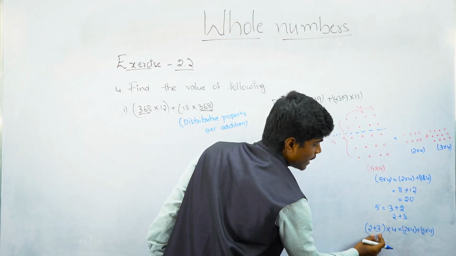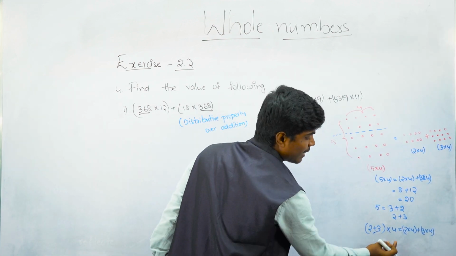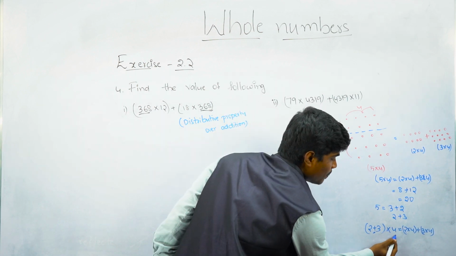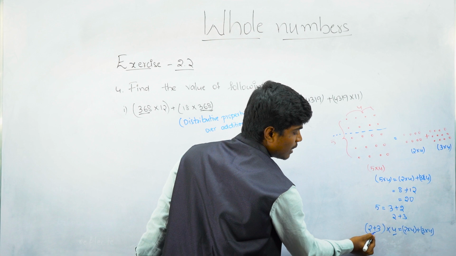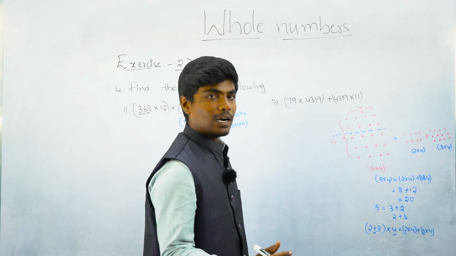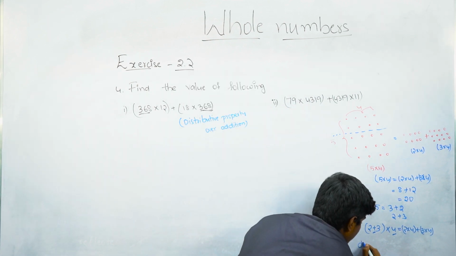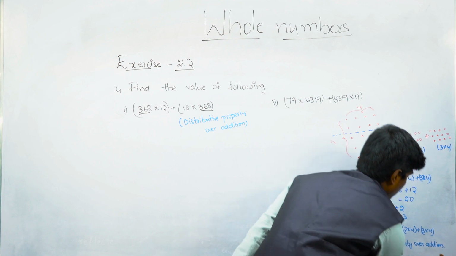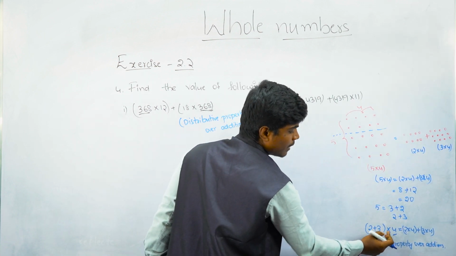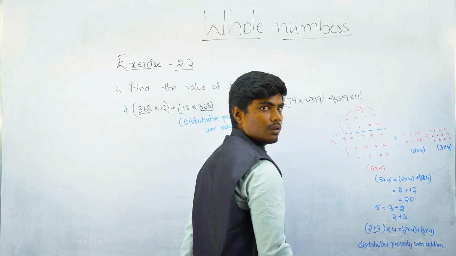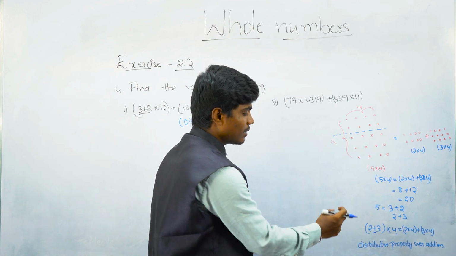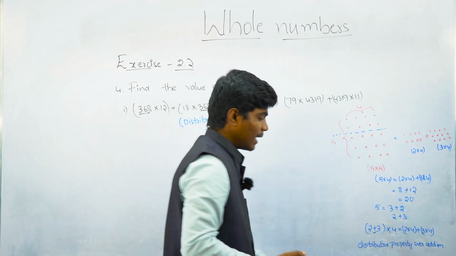See, you observe, here we have addition, here we have multiplication. The multiplication is distributed to both numbers. The operation done in between these numbers is addition. So this is called distributive property over addition. In both ways, 2 plus 3 into 4, we get the same answer, and 2 into 4 plus 3 into 4, we get the same answer. So this is called distributive property over addition.